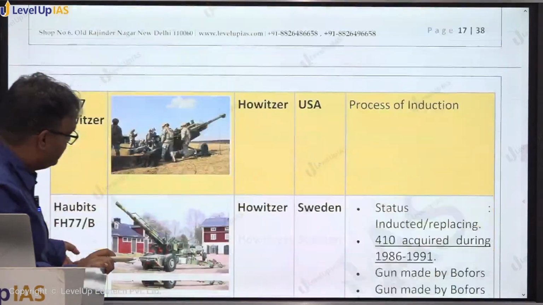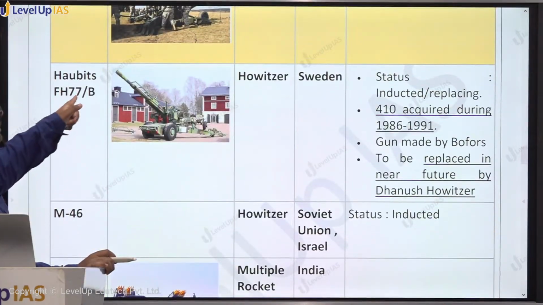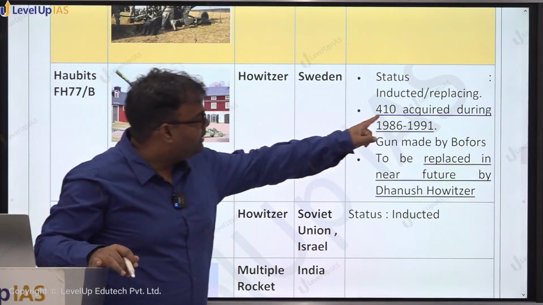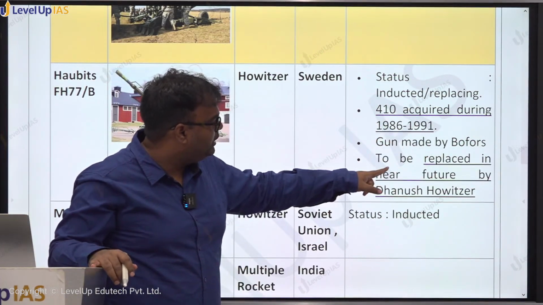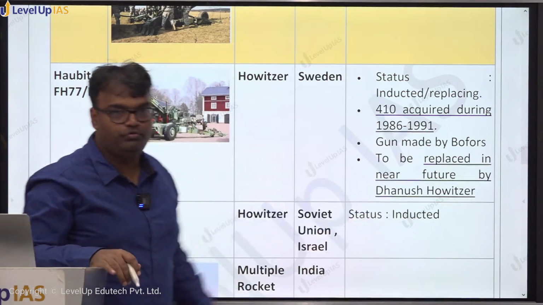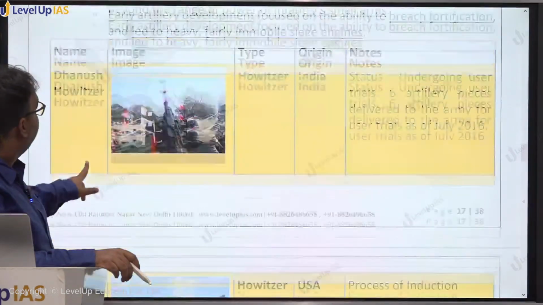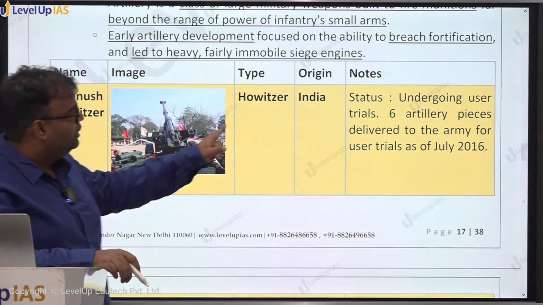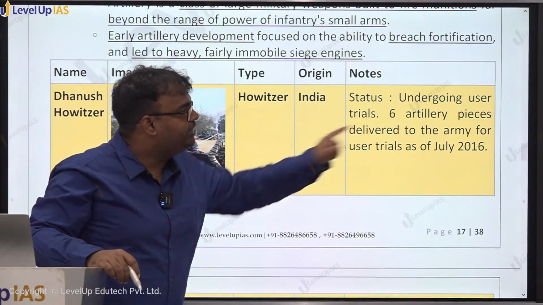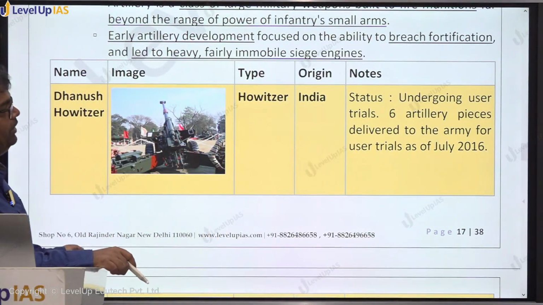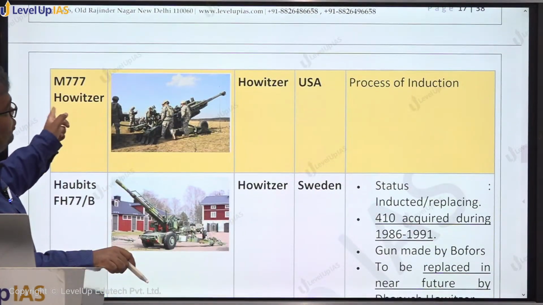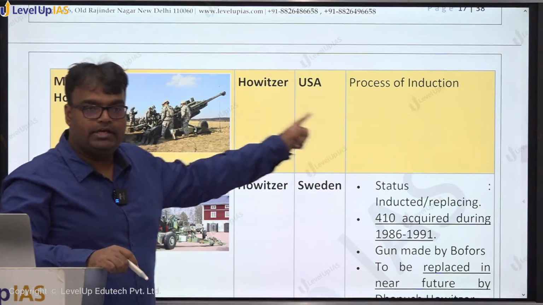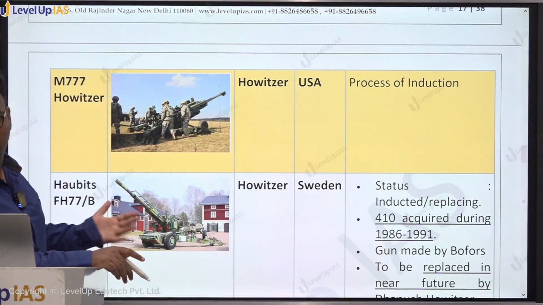It was this one, Howitzer FH-77. It was made by Bofors and is to be replaced in the near future by the Dhanush howitzer. What is the Dhanush howitzer? This is the Dhanush howitzer. Undergoing user trial, 6 artillery pieces delivered to the army for user trial in July 2016. M777 howitzer, it's from the USA. India is inducting this. So these are artillery guns.